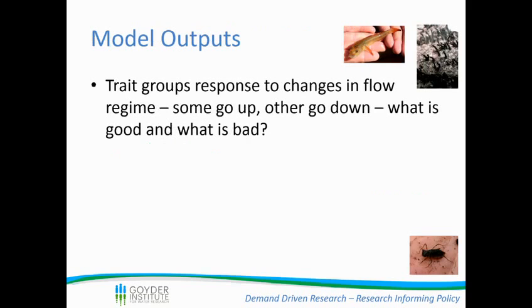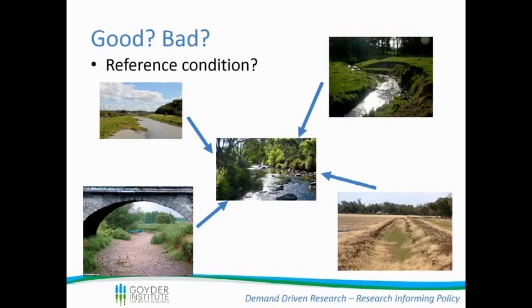But we do have some other stuff, so I'll get into that in a little bit. The model outputs are trait groups, the proportion of trait groups under different flow scenarios. So macroinvertebrates, there's a whole suite of them. There's about 900 different macroinvertebrates that exist in the Mount Lofty Ranges, and they all respond differently to changes in flow. Some go up, some go down, some don't really change. So we needed a way to figure out what's sort of good or bad in that.